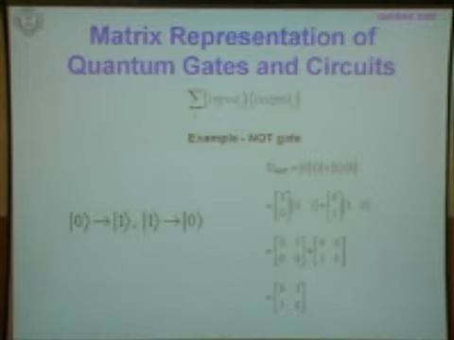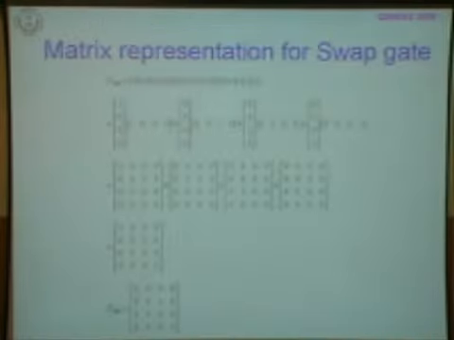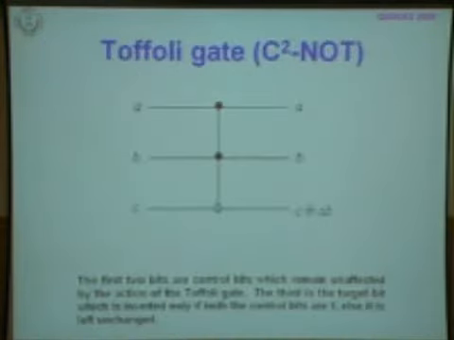Matrix representations of quantum gates and circuits. It's the outer product of the output bra with the input ket. An example of the NOT gate is shown. This is how you get the matrix representation of gates. You can develop the matrix representation for the swap gate, summing it over all the 4 possible combinations. This is the final matrix. This is the Pauli gate.